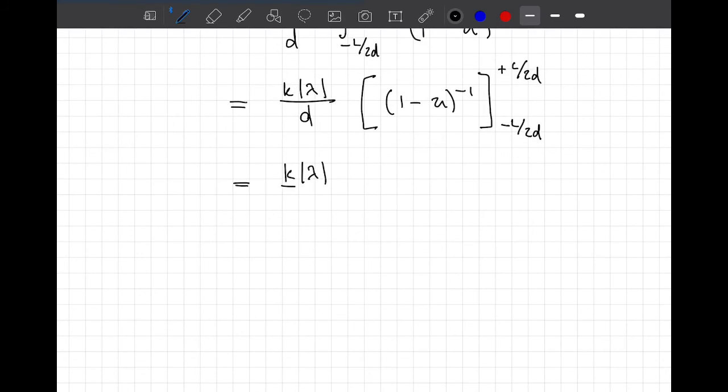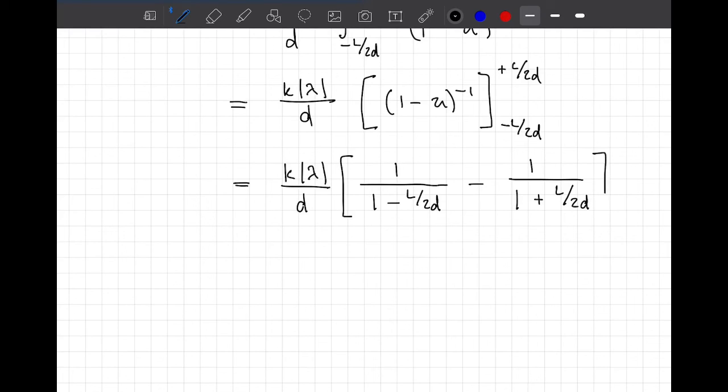And then we can just rewrite it. So we get k lambda over d times 1 over 1 minus L over 2d minus 1 over 1 plus L over 2d. And we could simplify that if we want to.